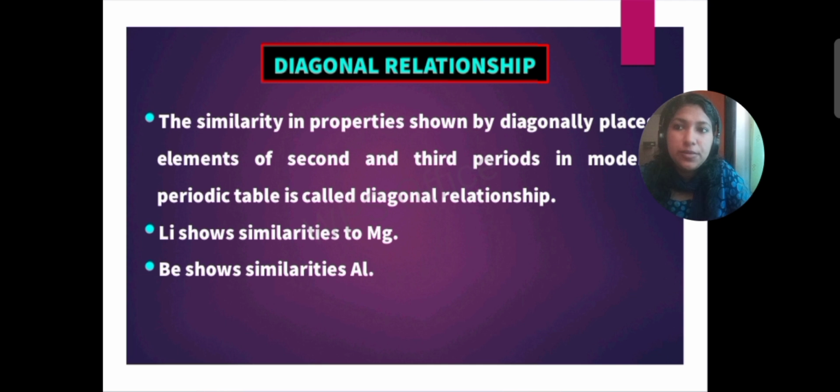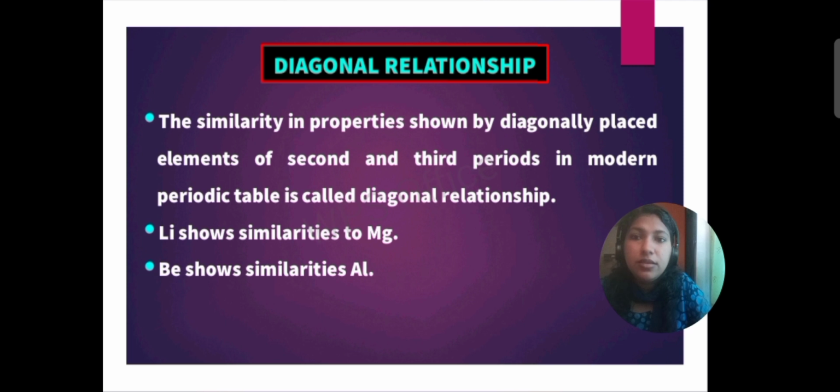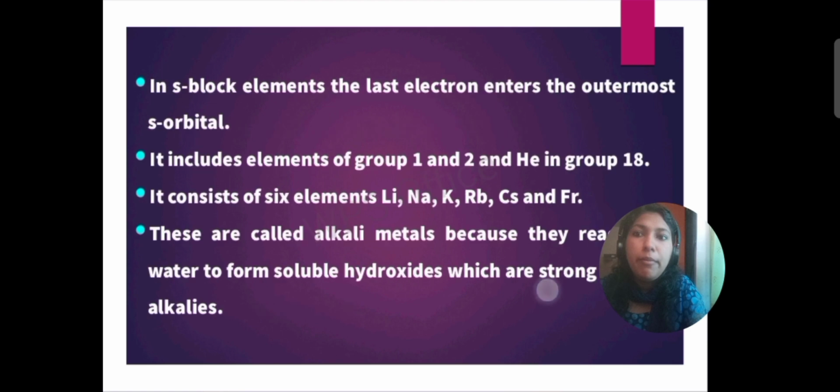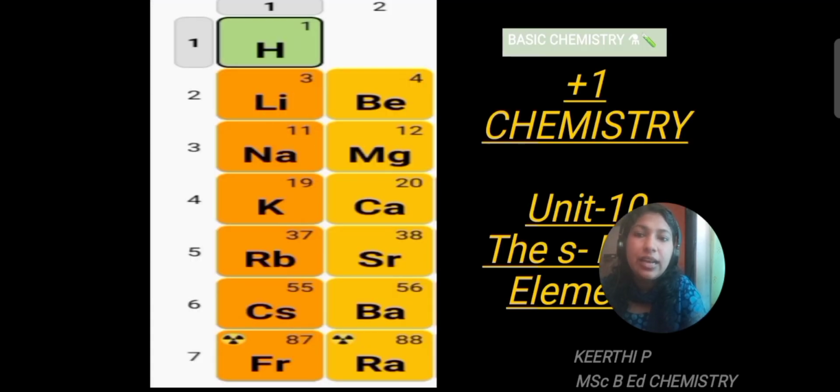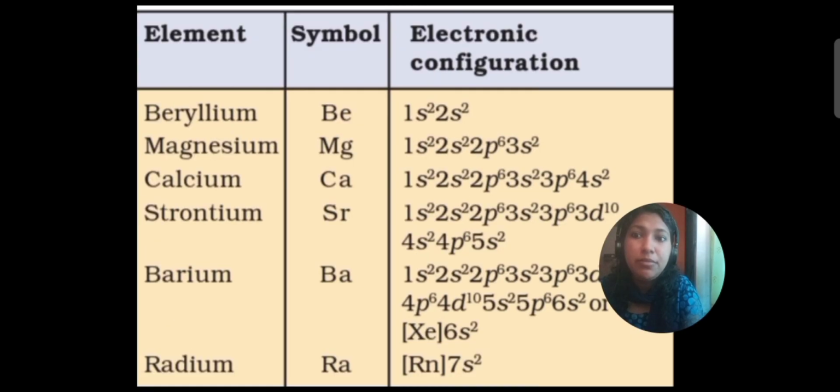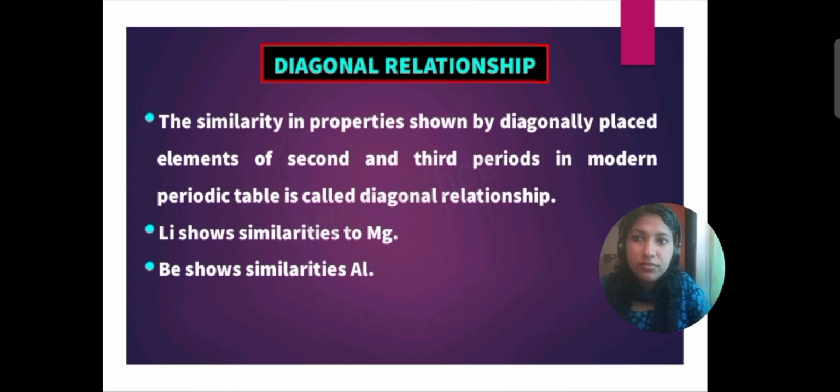Then diagonal relationships. What is a diagonal relationship? The similarities in properties shown by diagonally placed elements of the second and third periods in the modern periodic table is called diagonal relationship. Lithium shows similarities with magnesium, that is, lithium is diagonally related to magnesium. That's why they have some similarities in some of their properties.